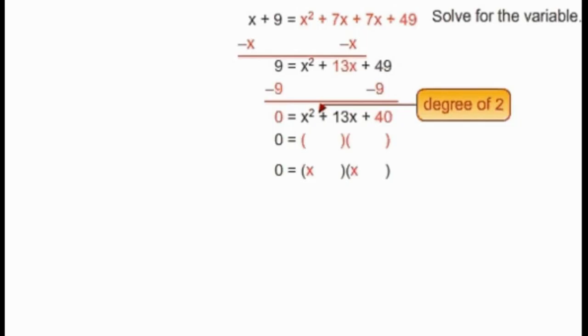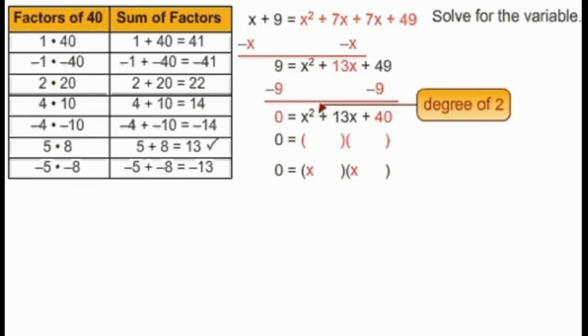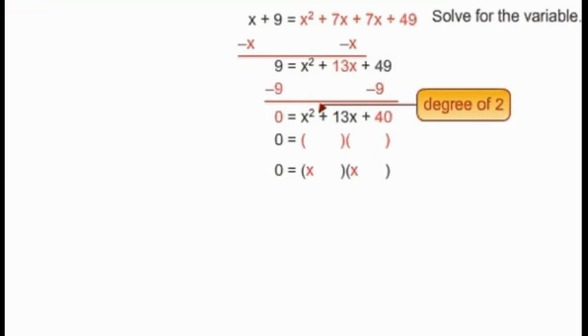For the second term in each set of parentheses, find the factors of 40, the last term, that sum to 13, the coefficient of the middle term. If it helps, design a chart similar to the one shown. Since 5 and 8 are factors of 40 that sum to 13, these are the two numbers that will be used as the second terms of the factored expression.